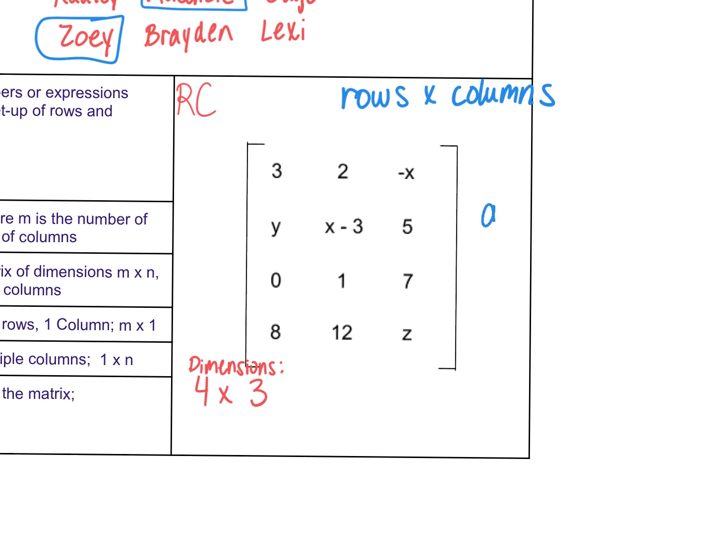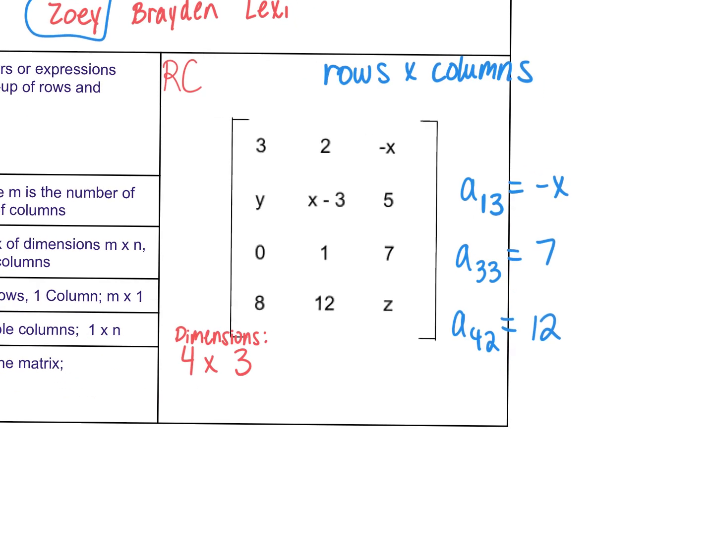If I asked you in this specific matrix, what is element 1, 3? I'm asking you which element is in row 1, column 3. Yep, Maddie says negative X. I agree. Let's do another one. What element is element 3, 3? 7. Good. That's in row 3, column 3. And lastly, we'll do one more. What about 4, 2? Element 4, 2. 12. Perfect. This should be pretty straightforward, pretty simple.